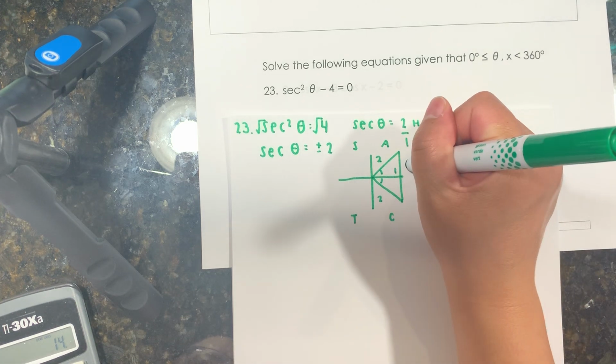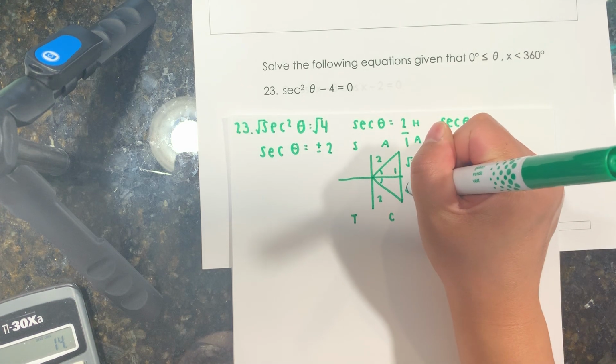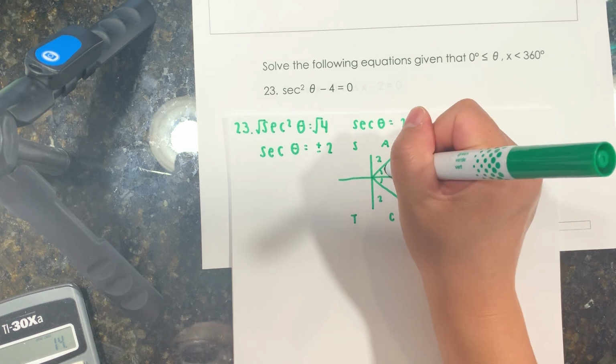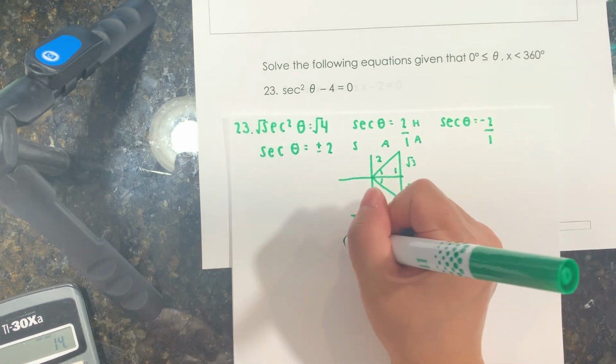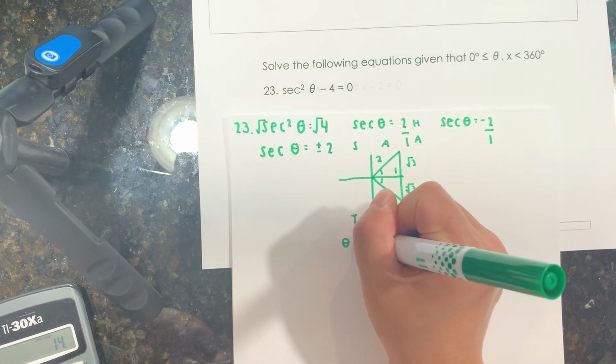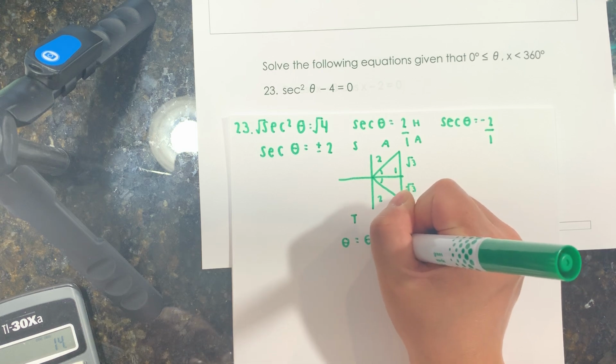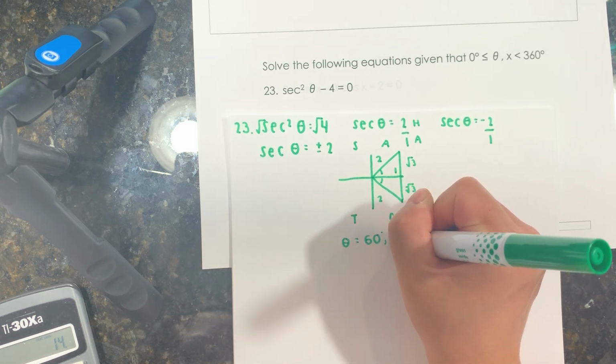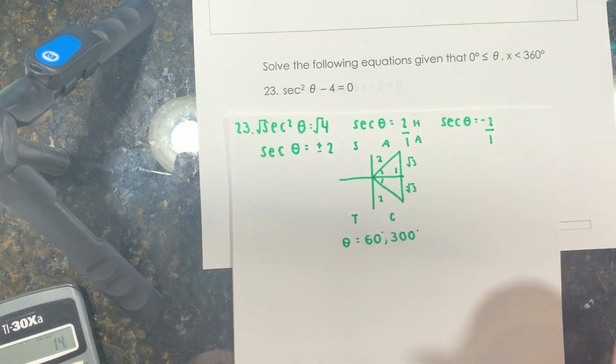Now this is going to be a 30, 60, 90 reference triangle. So this is going to be a 60-degree angle. So in quadrant 1, I get a 60-degree angle. In quadrant 4, I get 300. It's going to be 360 minus 60.